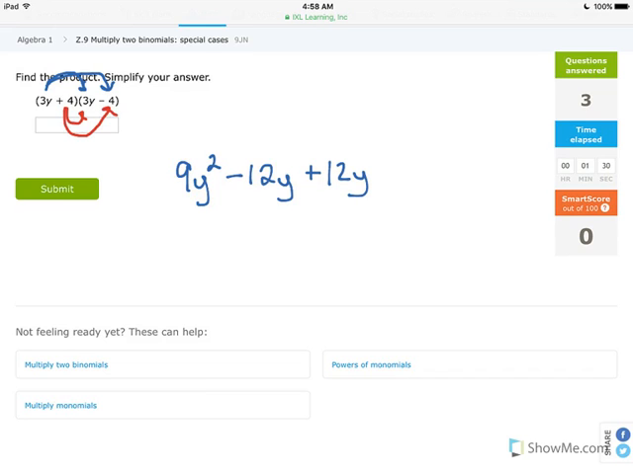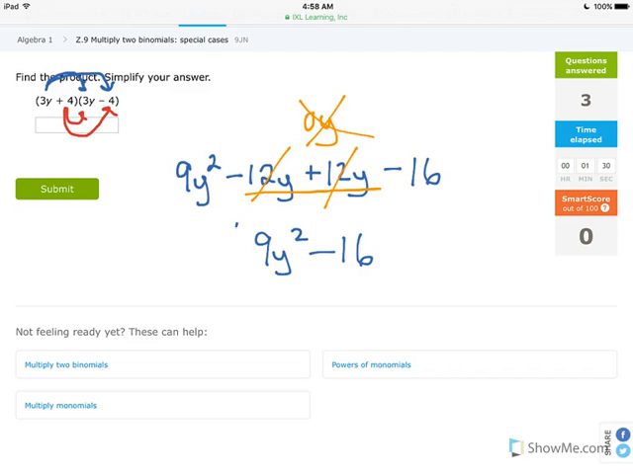And then a positive 4 times a negative 4. So positive times a negative, we know it's going to be negative. And 4 times 4 is 16. And then combine your like terms in the middle. Notice you have opposites, so negative 12 plus 12 should get you 0. So you have 0 y's left in the middle. So we can just rewrite it without a middle term, since that's just going to be 0y, which is pretty much nothing. So 9y squared minus 16. And that should be the final answer for that one.